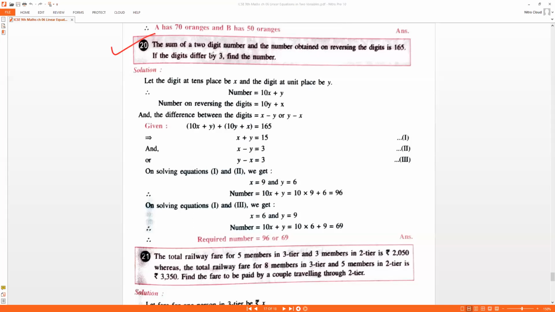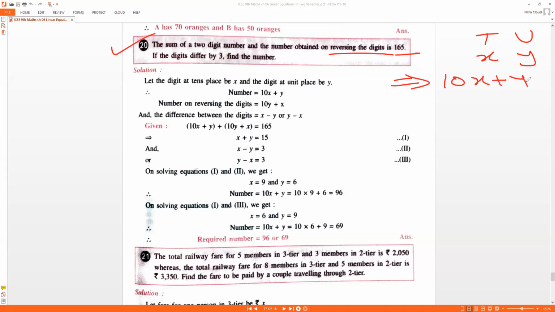Question 20. The sum of a two-digit number and the number obtained on reversing the digits is 165. So how do we write the two-digit number? We write units and tens. So let the digit in the tens place be X and the digit in the units place be Y. So what is the original number?